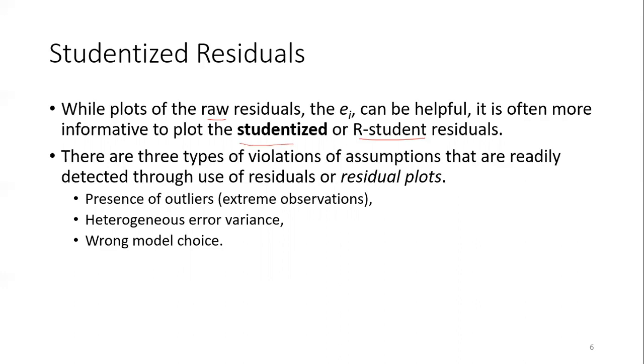Second, we can check for heterogeneous error variance. What we expect to see is homogeneous values, right? And the third one is the wrong model choice, so we may need some kind of a transformation.